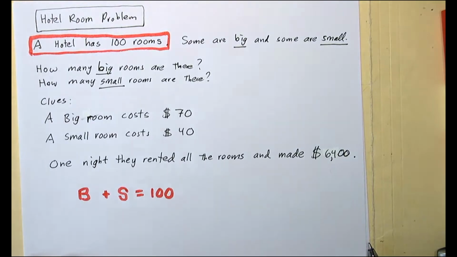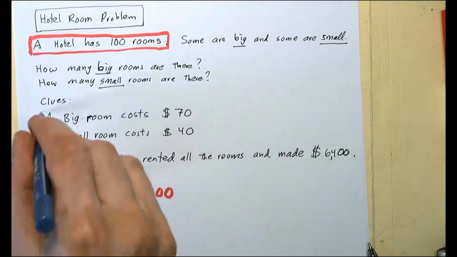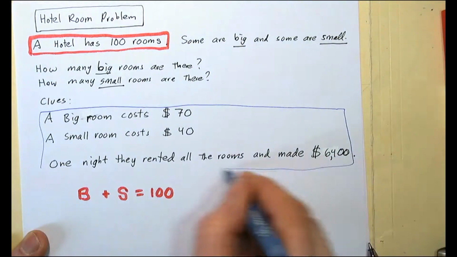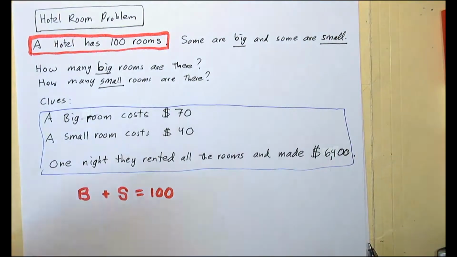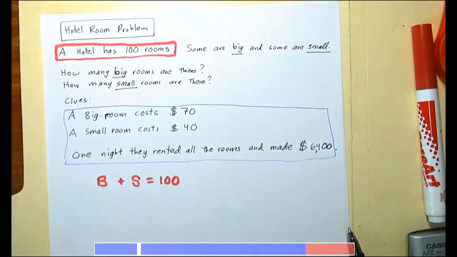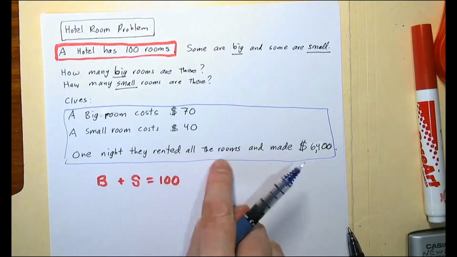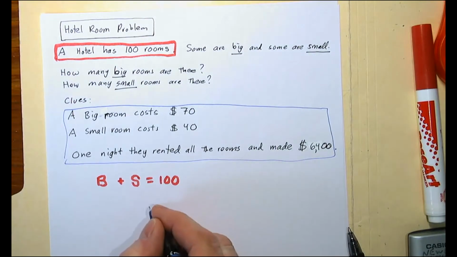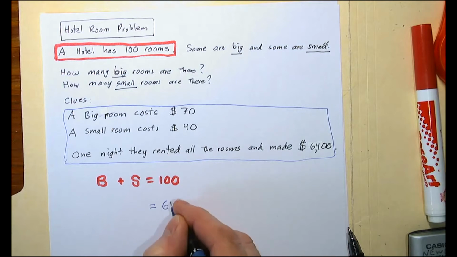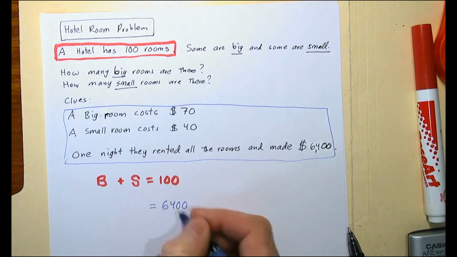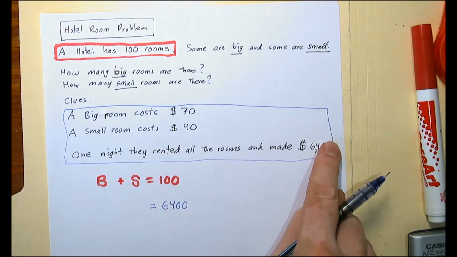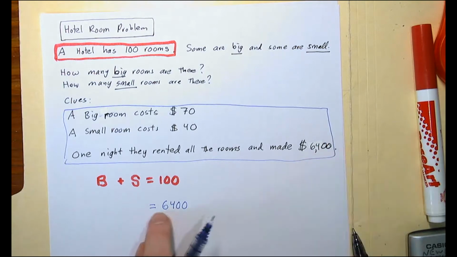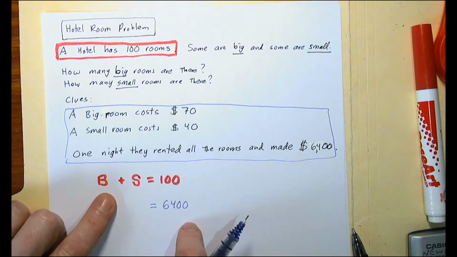Okay, second clue. Something about money. These tell me about money. So what do we know about money? Well, here's the total. They rented all the rooms and made a total of $6,400. Don't lose your zeros. Sometimes I see people write 64 or 64 million. Well, how did they get that much money? Well, they rented all the rooms, right?